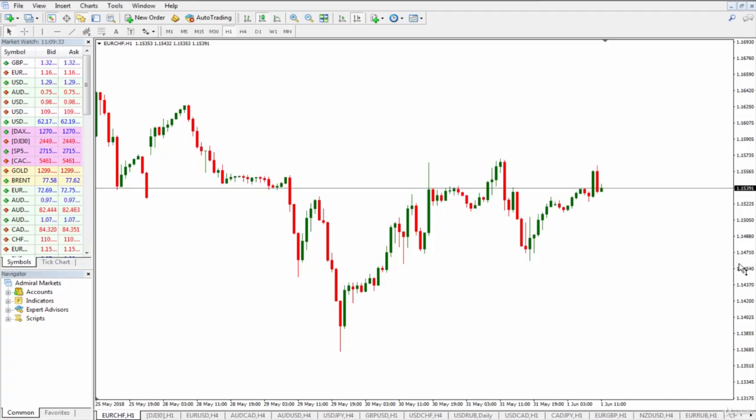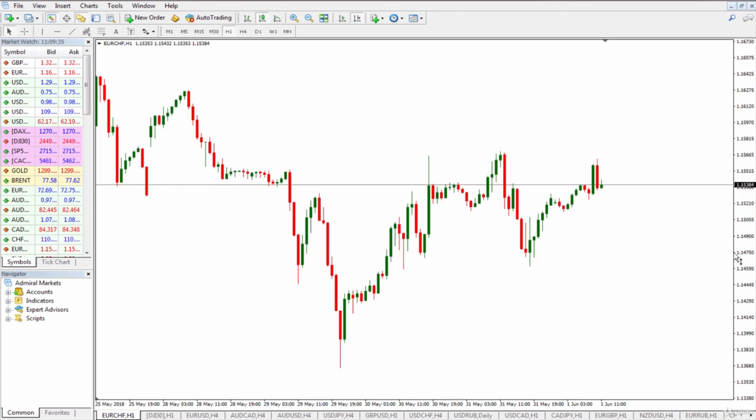Hello guys, in this lesson we will talk about the Fibonacci expansion tool. This tool is already familiar to you. It's basically the Fibonacci extension that we talked about in this course. What did we say about the Fibonacci extension?